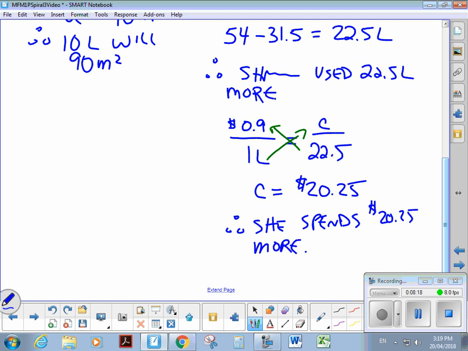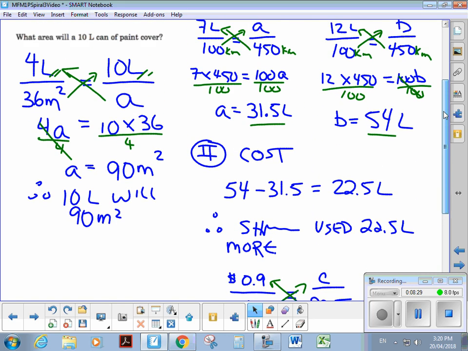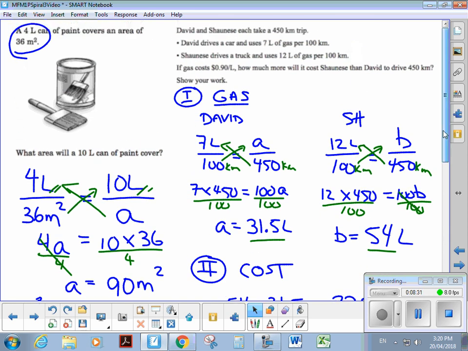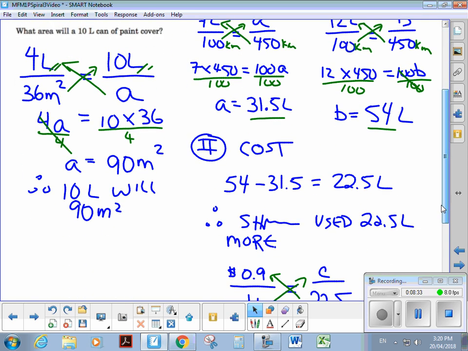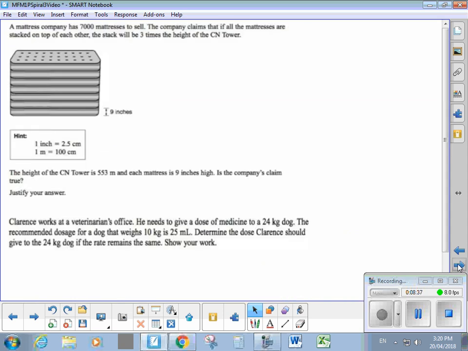Okay, not the only way to do it. You could have found the cost of each person and then figured out the difference in money, but it just seemed to make it a little bit simpler finding the difference in the liters. So there's that next question taken care of. So again, this is a short answer question. So there's lots of steps involved there. That's why we're giving you some practice early on.